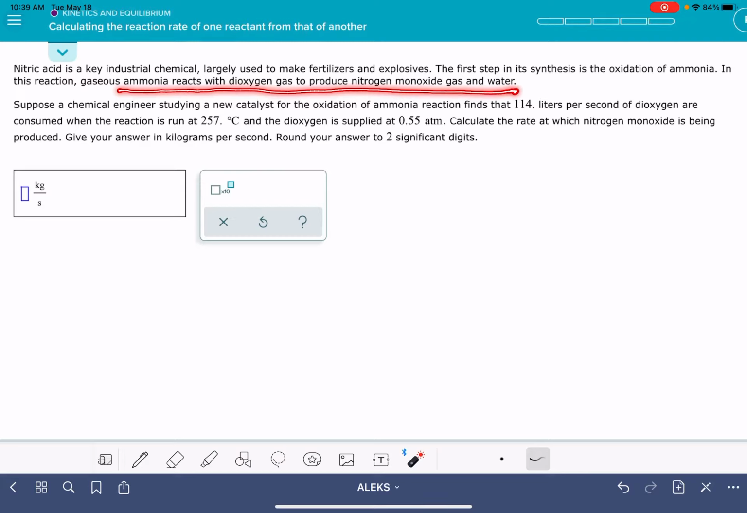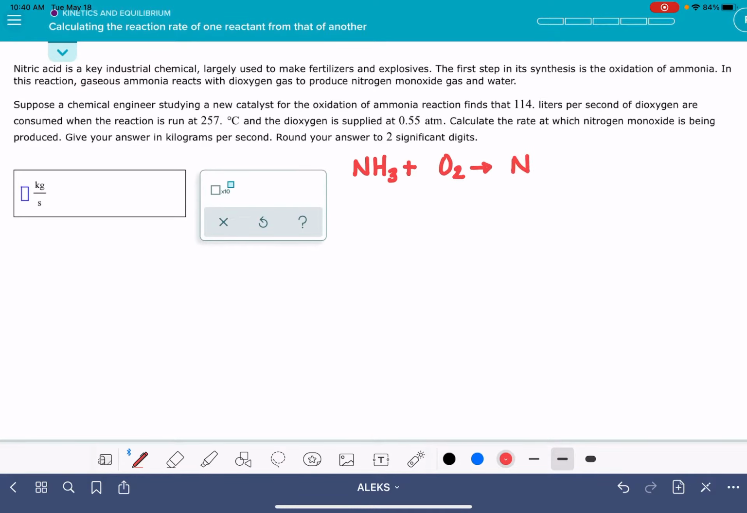If you're not familiar with the formulas for anything that's in these words, just look it up, like just Google what ammonia is, and it's going to be super important that you get these formulas correct. You're not going to be able to balance the equation if the formulas are wrong. Ammonia is NH3. We do not need to worry about if it's gas or liquid or whatever. That's not important in kinetics. So we have NH3 reacting with dioxygen gas, that's going to be O2, to produce nitrogen monoxide, that's going to be NO, and water, H2O.